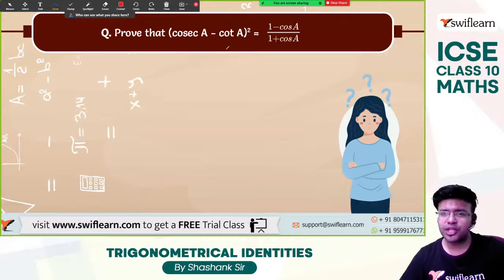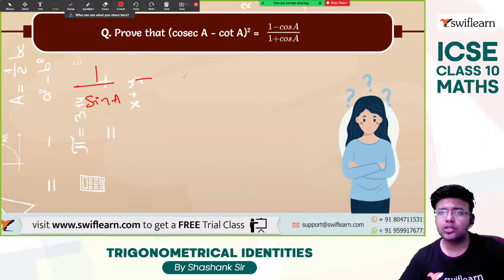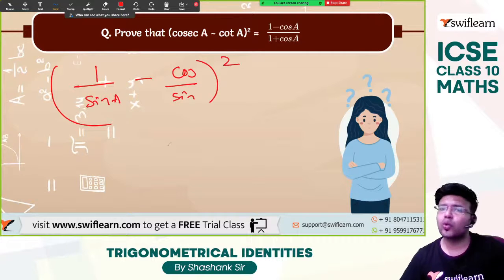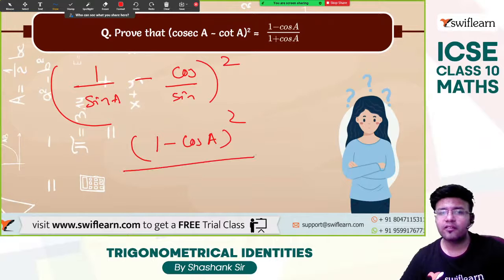So cosec square A can be written as what? Cosec square A can be written as 1 by sine A minus cot A is cos by sine. Now whole square of this, so we have 1 minus cos A whole square divided by sine square A.